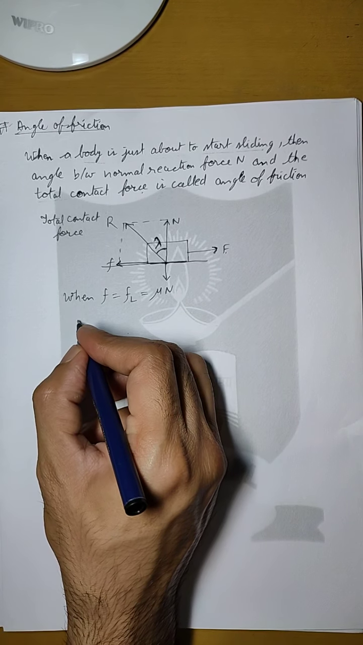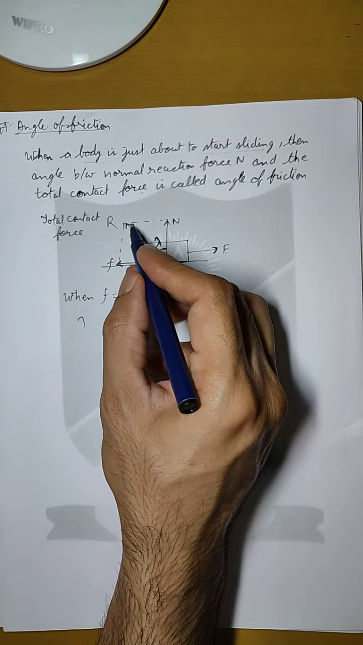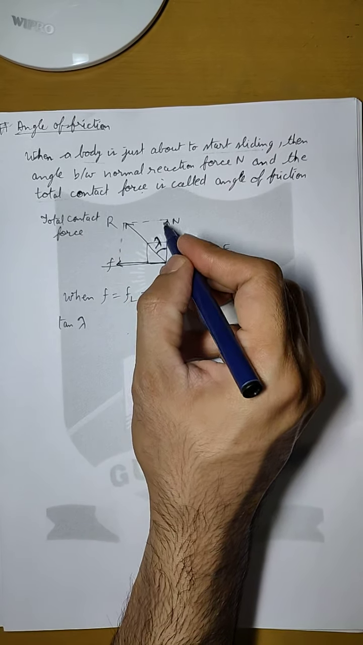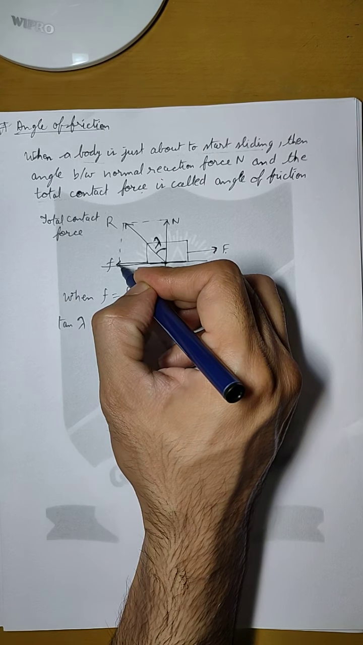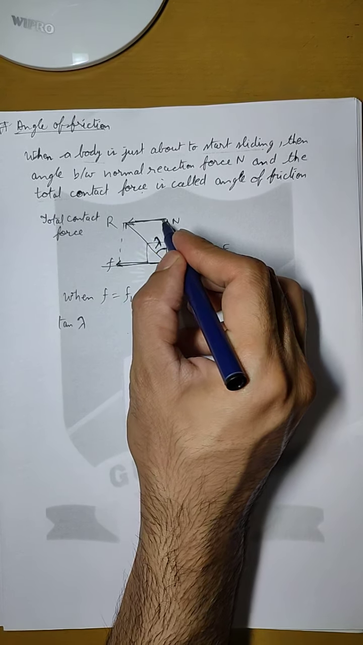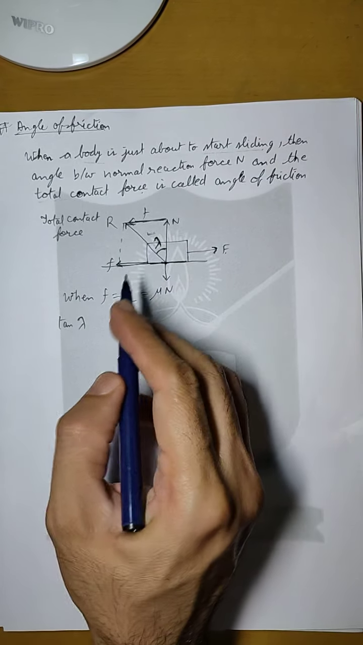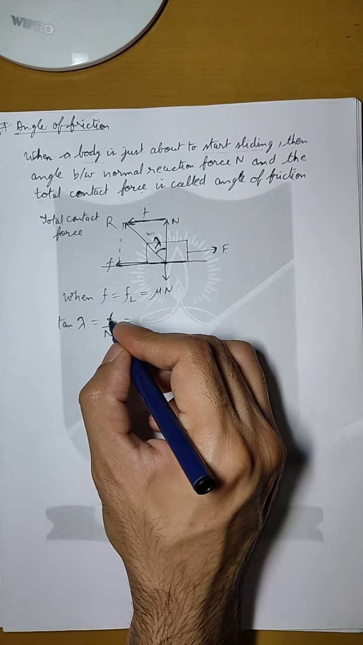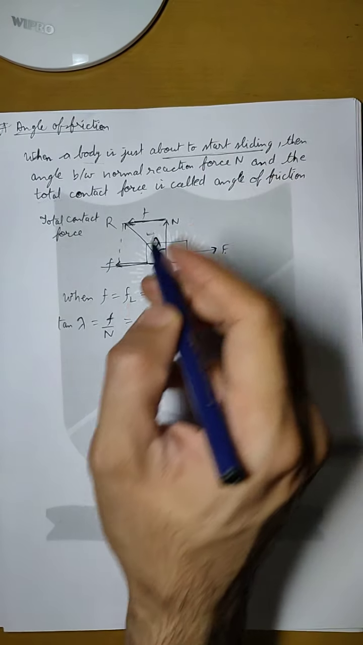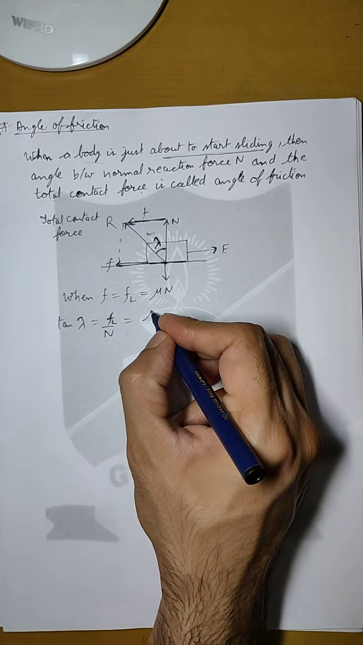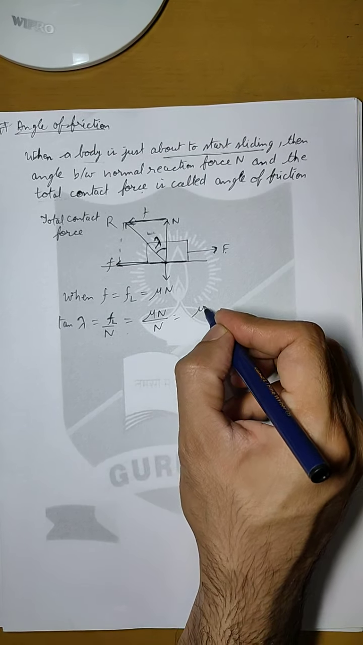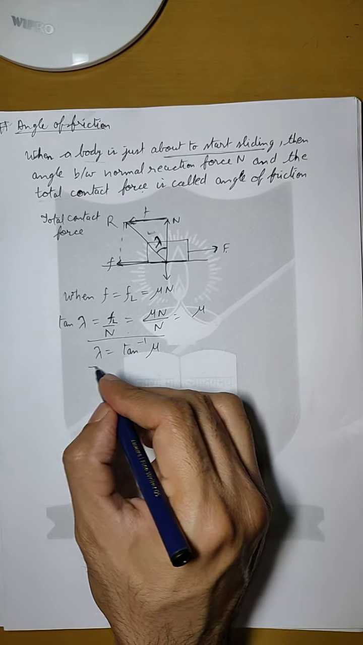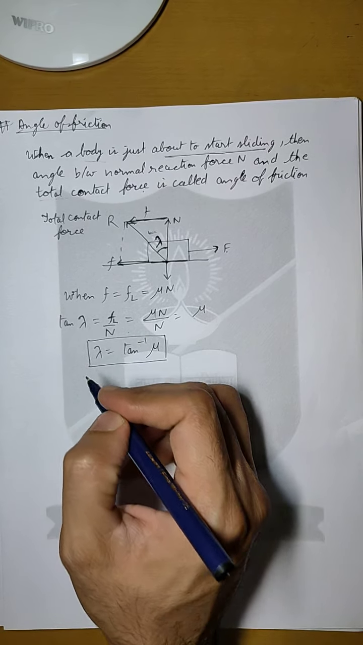So at this point, if we take this triangle, we can find the value of tan lambda. If this is a parallelogram and the lower side is the friction, then this side will also be friction. Then in this triangle, tan lambda will be equal to F upon N. And here F is the force when the body starts sliding, that means F is F_L, which is equal to mu N. So this becomes equal to mu. So lambda, the angle of friction, becomes tan inverse of mu, tan inverse of the coefficient of friction.